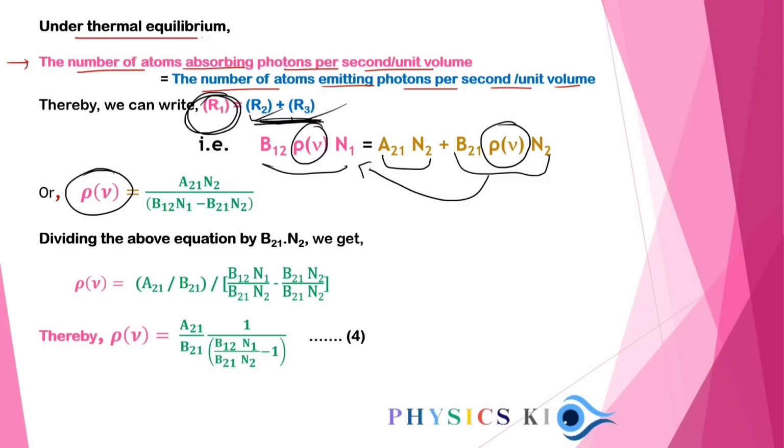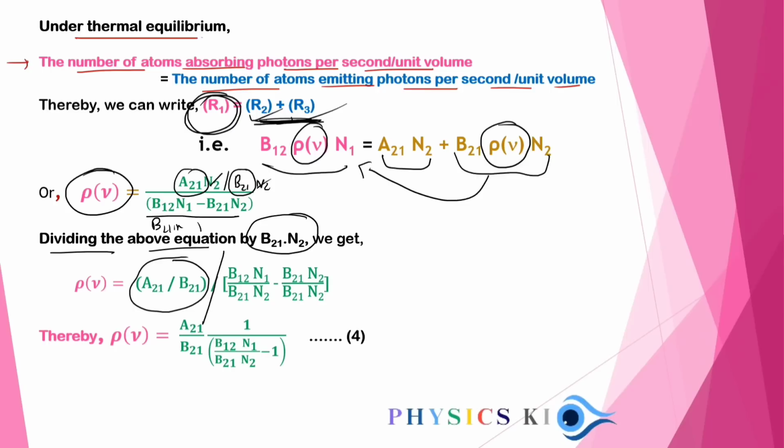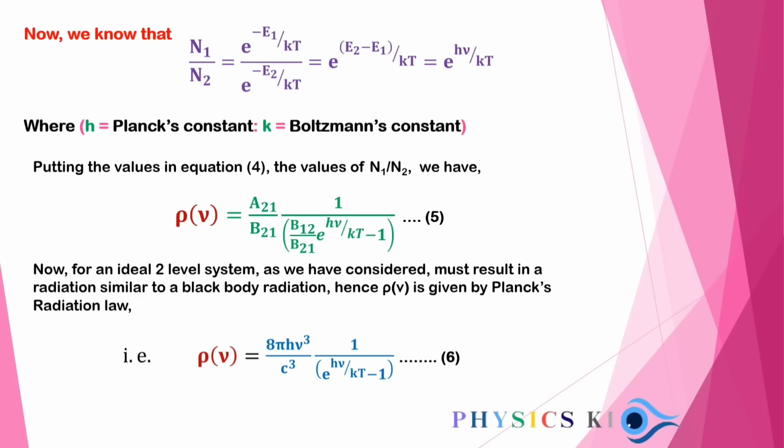Now dividing the above equation by B21 N2, try to divide it. Here B21 N2, so N2 and N2 cancel out. What is remaining? A21 by B21. Now divide it again by B21 N2, so B21 N2 cancels out. What do we get? We get equation number 4. Got the idea? Now we already know, according to Maxwell-Boltzmann, N1 by N2 is equal to this, and try to simplify it, E1 by kT, E2 by kT. Can we cancel kT, kT, and what does it become?